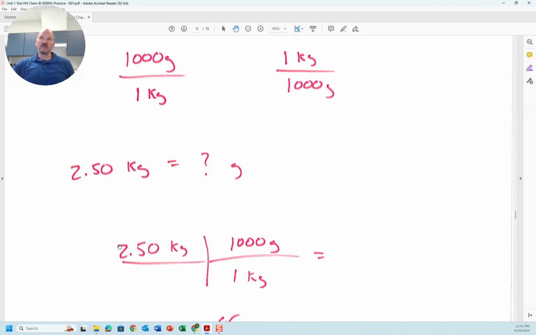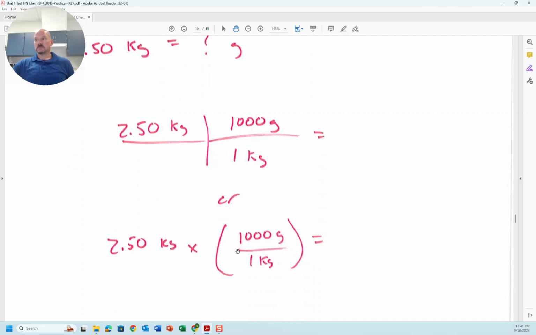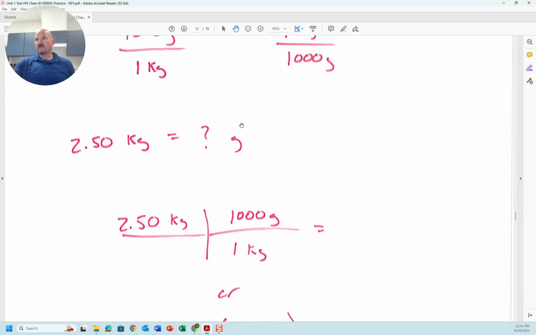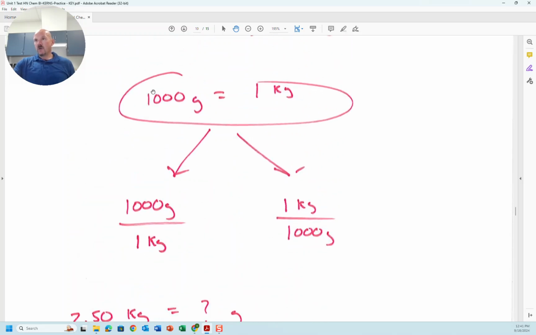Mathematically, it's just 2.5 times 1,000. Sometimes you might see dimensional analysis set up this way, sometimes with T-charts. It really doesn't matter. You're just taking the number you currently have, 2.5 kilograms in this case, and multiplying it by a ratio. That ratio is called a conversion factor because all it does is change the unit. It doesn't change the value, because this is a ratio made from an equality. I know those two things are equal, so when I divide one thing by something else that's equal to it, it's really 1.